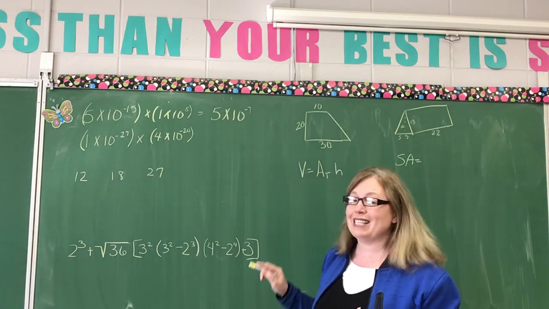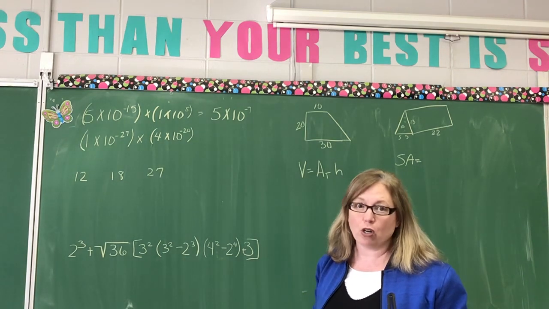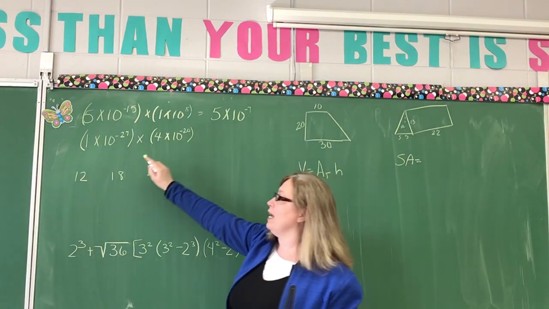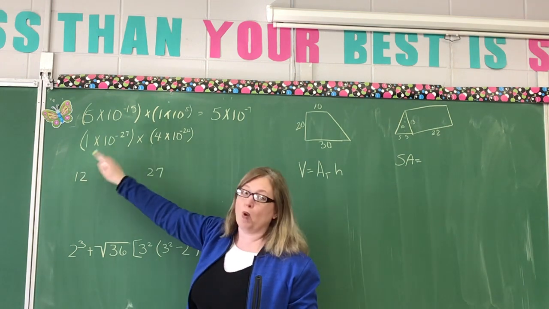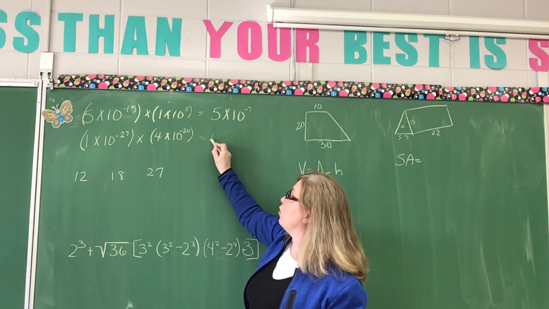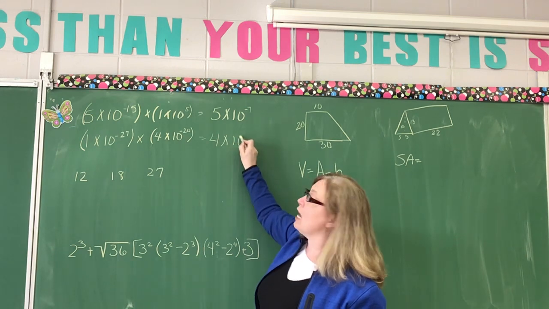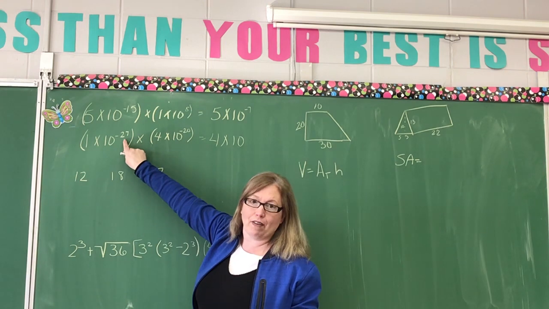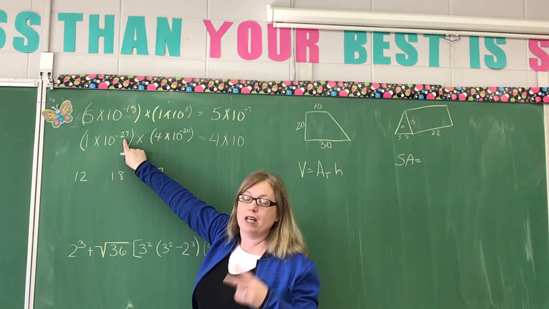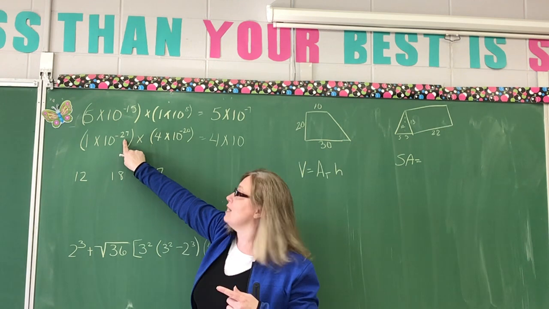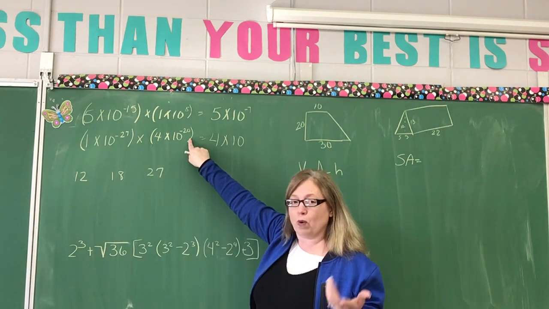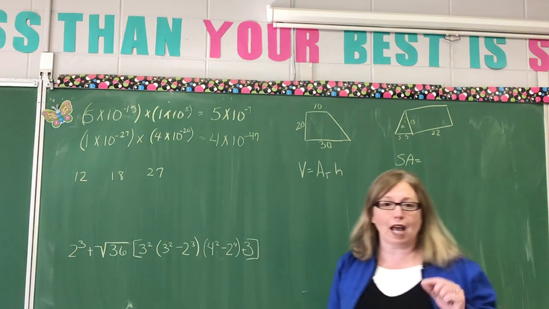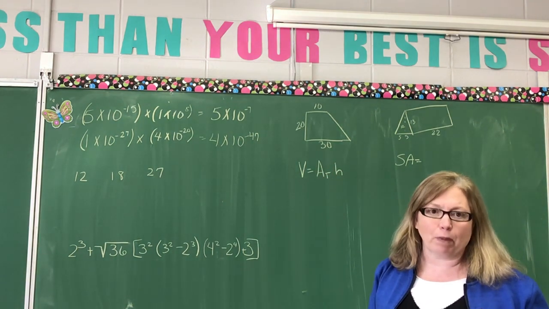We have 1 times 10 to the negative 27th power times 4 times 10 to the negative 20th power. So again, multiply the first two numbers, your 1 and your 4, and 1 times 4 is 4. Keep your times 10. Now, what power is that? Remember, we add the powers when we multiply. So we have negative 27 plus a negative 20, so our answer is negative 47. So our answer is 4 times 10 to the negative 47th power.